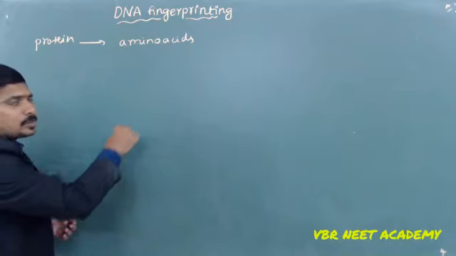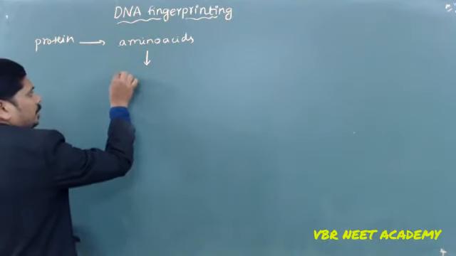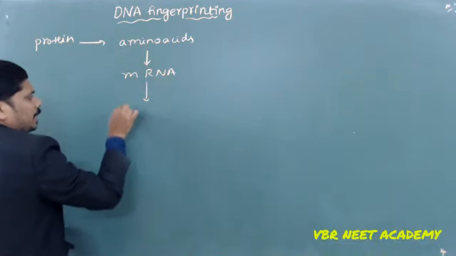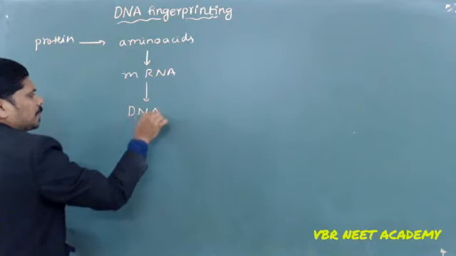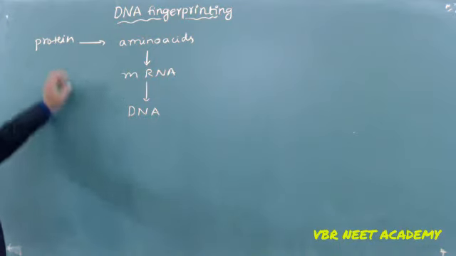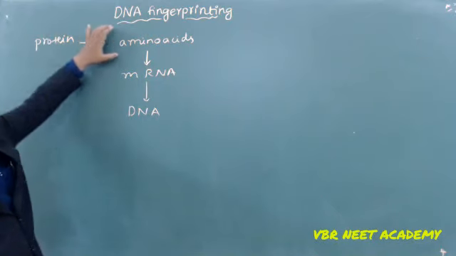Each amino acid is coded by a triplet code. So this is given by the mRNA. From this mRNA, we can develop the DNA. How are we going to do this? In DNA fingerprinting, we take a protein sample from the incident place. That protein is nothing but amino acids.